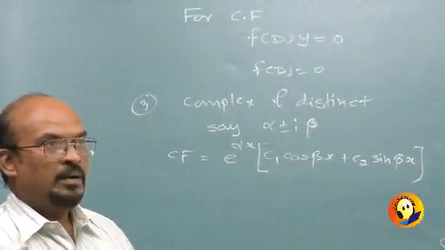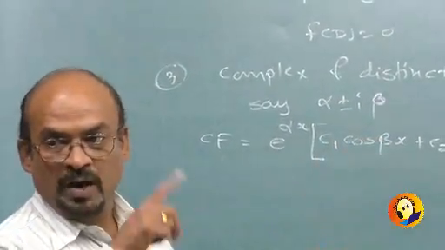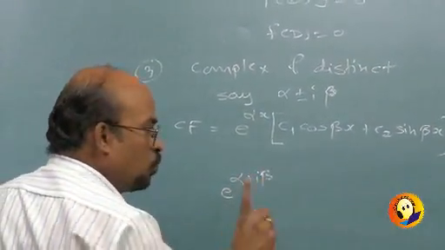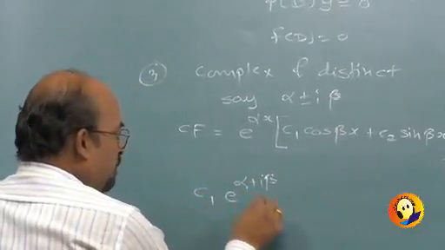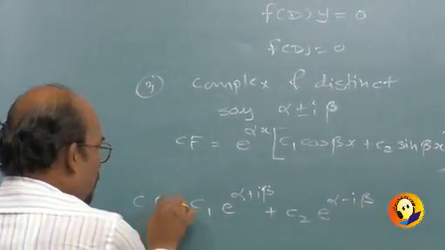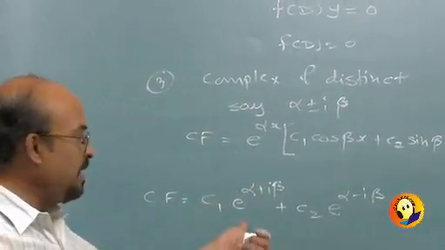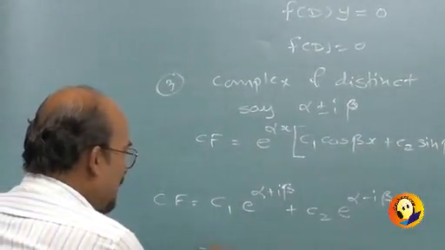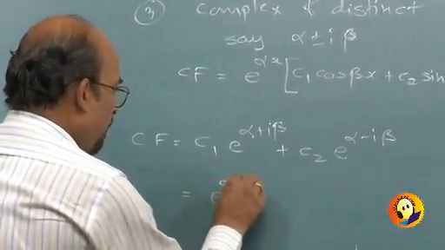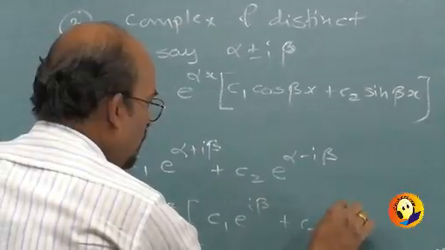See, it is alpha plus i beta and alpha minus i beta. So e raised to alpha, if we go with our standard notation, e raised to alpha plus i beta, as per our earlier notation, there are two roots, right? Alpha minus i beta. This should have been the formula. That is our formula 1, real distinct. So we are just extending it to this. Now what happens is, I can collect e raised to alpha x common and write it as C1 e raised to i beta plus C2 e raised to minus i beta.